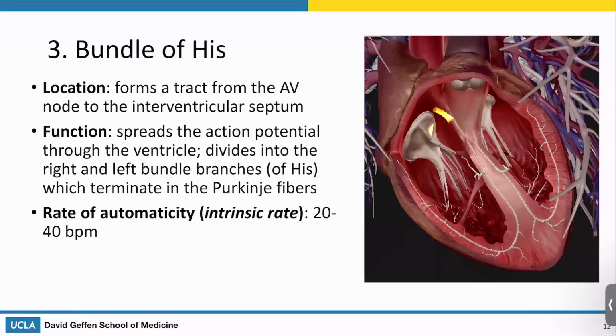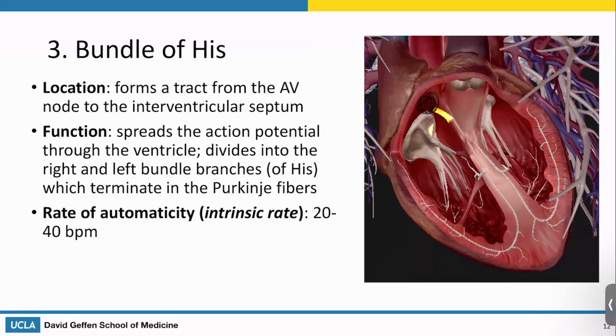Next, we've done the SA node through the atrium down into the AV node. We've paused to allow those ventricles to fill with blood, and now we're going to start to move through the ventricles. We have to get the ventricles to contract to send that blood out. So we're going to depolarize the bundle of His. That's going to be just below the AV node here, sending the bundle of His down. So it's a tract from the AV node to the interventricular septum.